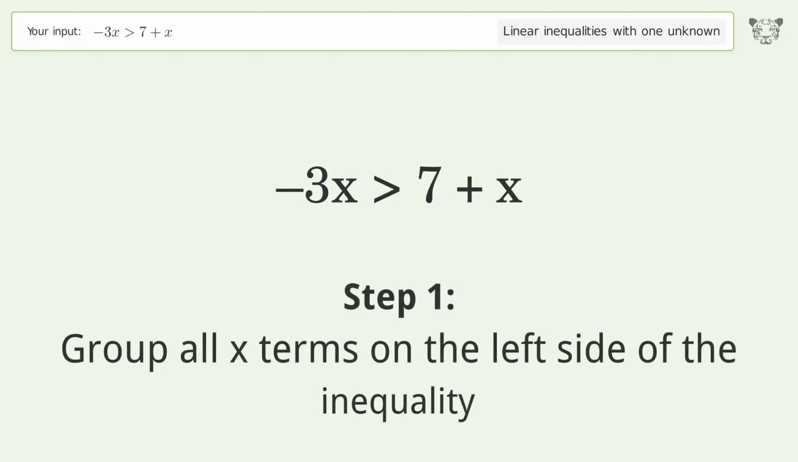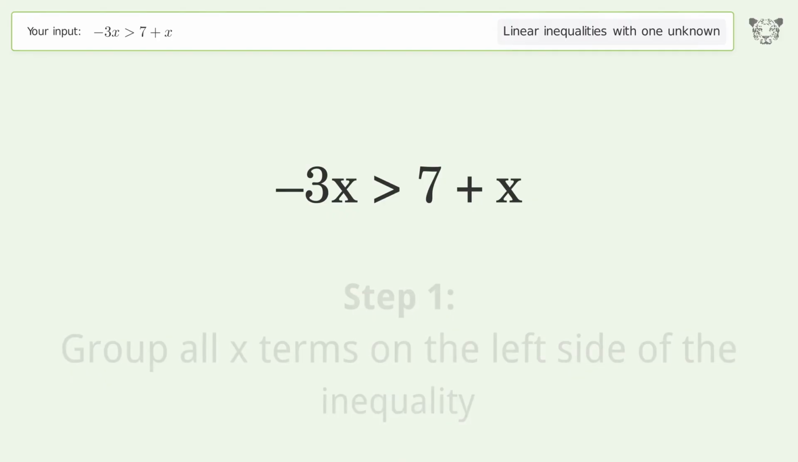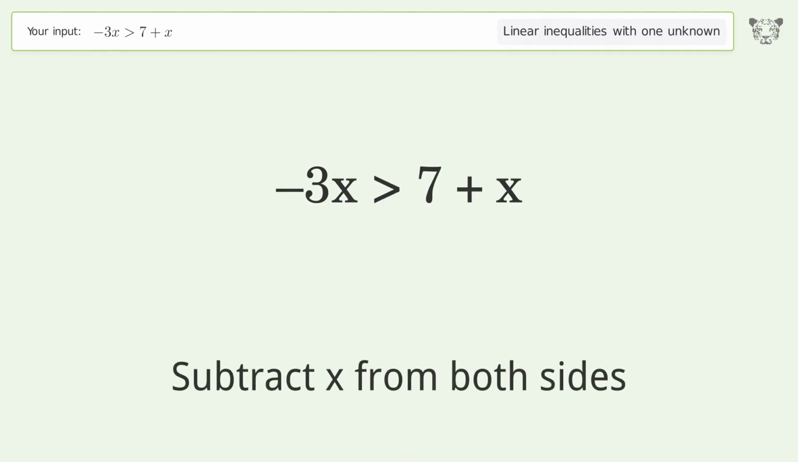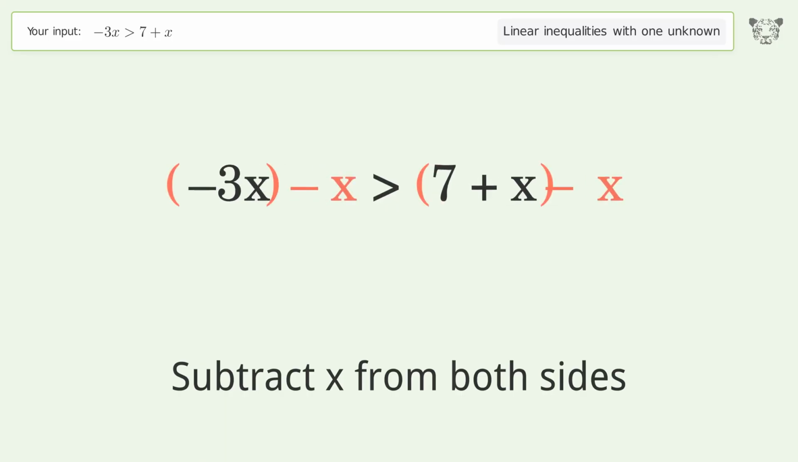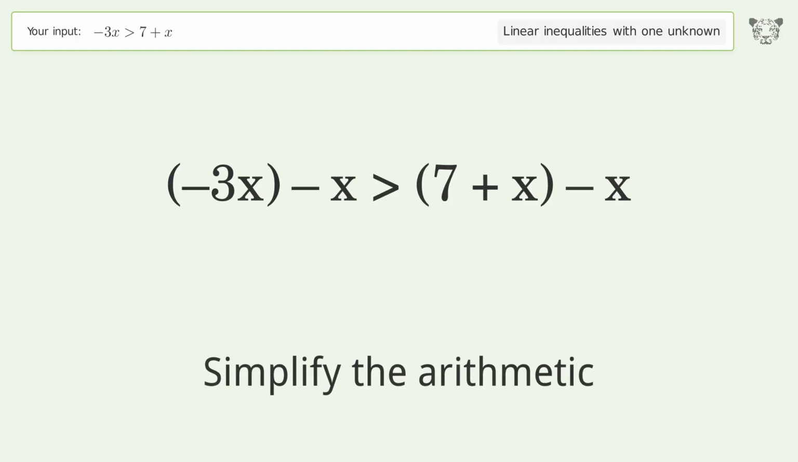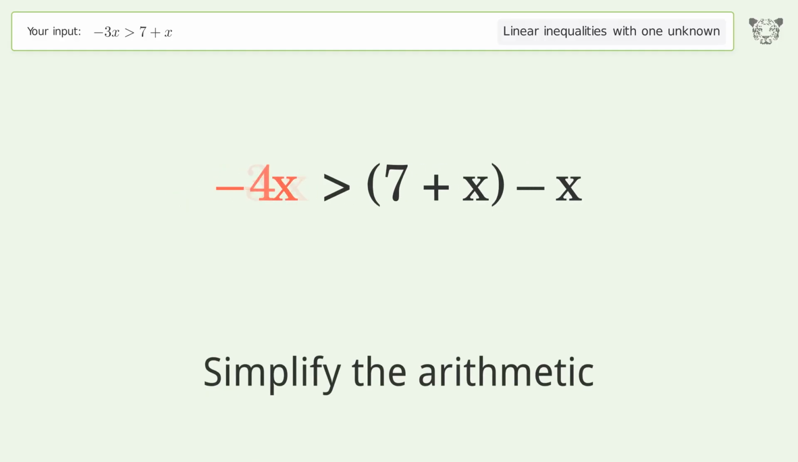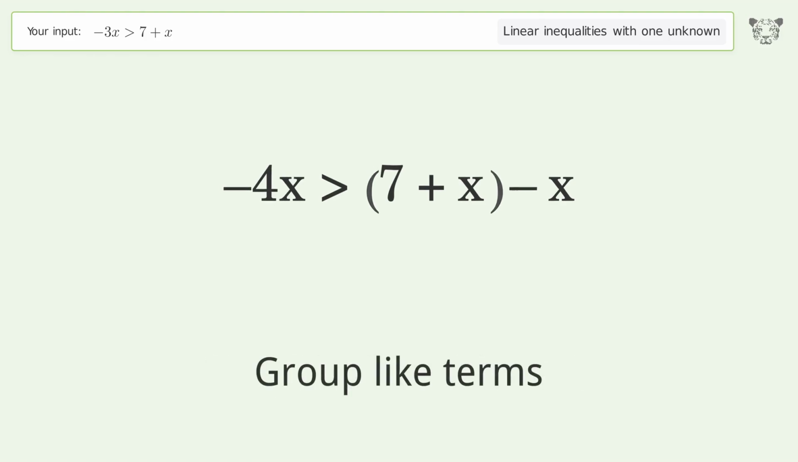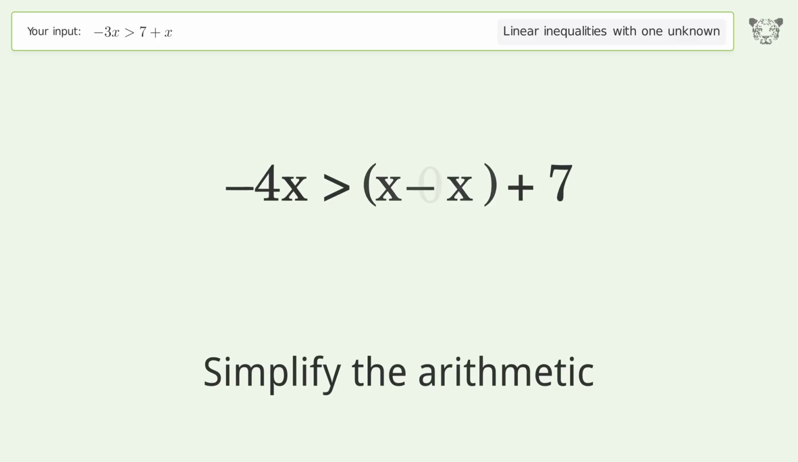Group all x terms on the left side of the inequality. Subtract x from both sides. Simplify the arithmetic. Group like terms. Simplify the arithmetic.